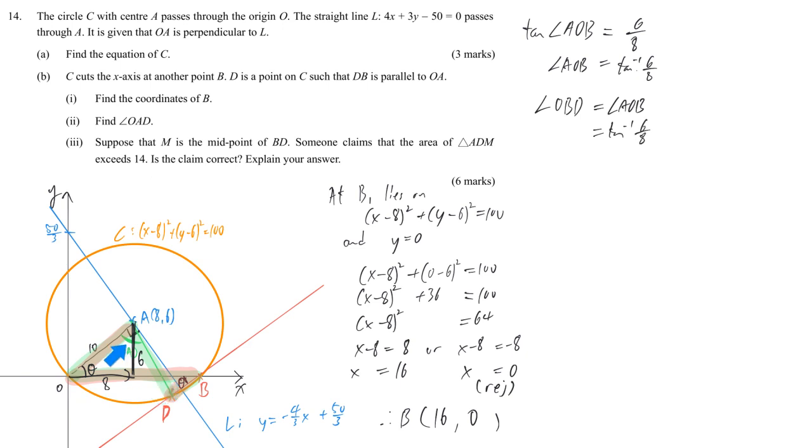Finally, we want to state clearly that our target is 2 times of the angle at circumference. So therefore, angle OAD is equal to 2 times of angle OBD. That means 2 times of arctangent 6/8. Then you can use your calculator. So therefore, the answer is this angle in part B2.